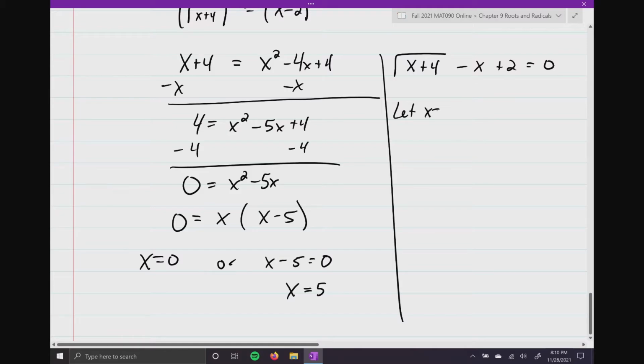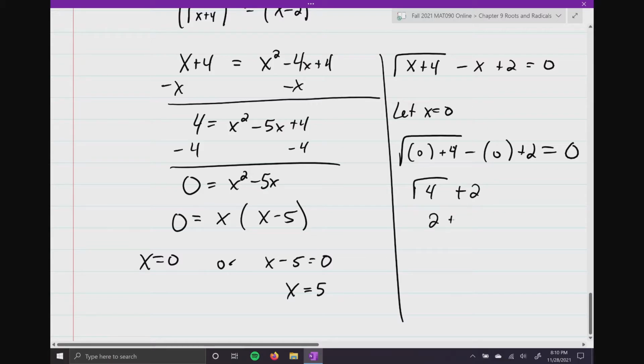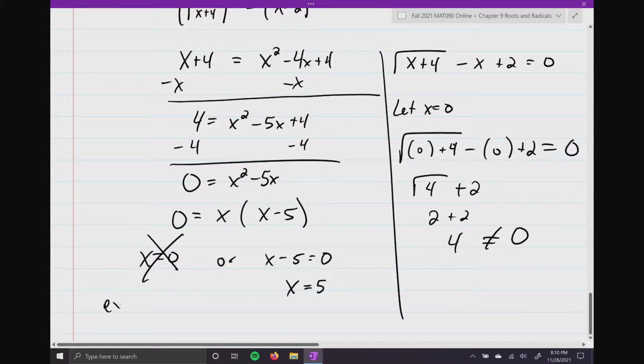We're going to let x equal 0. And remember, the goal is so that when I substitute in 0, I get 0 as a result. So 0 plus 4 is the square root of 4. Minus 0 plus 2, well, that's just plus 2. So the square root of 4 plus 2 is going to be, let's see, 2 plus 2. And 2 plus 2 is 4. And 4 does not equal 0. So cross it out. That's extraneous.